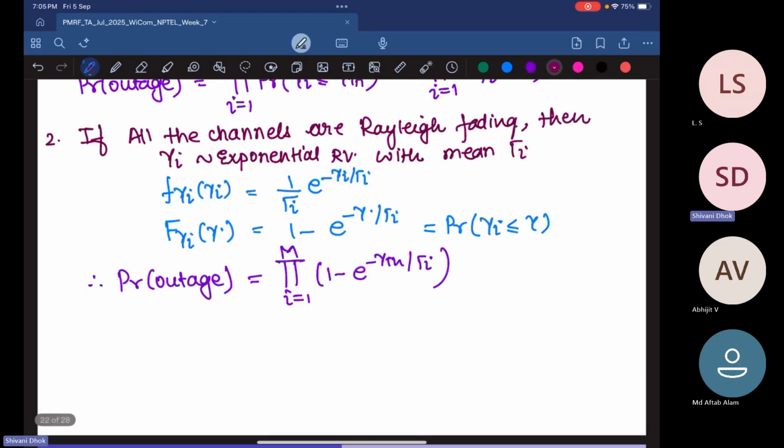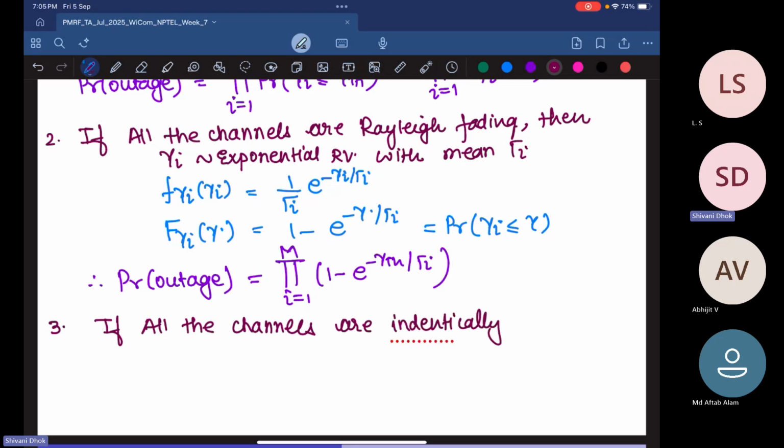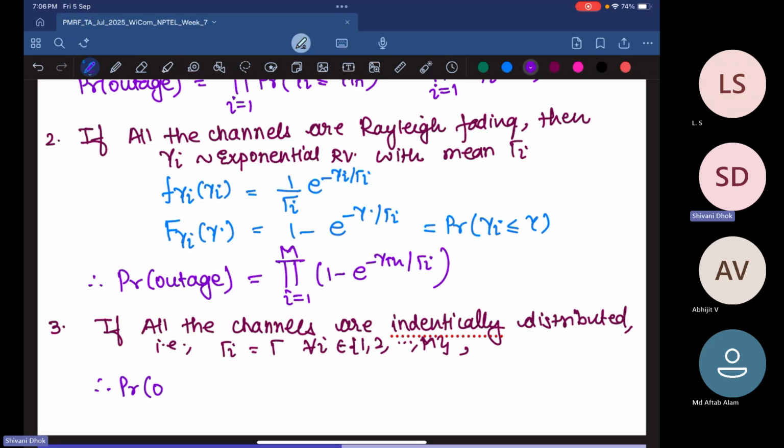Now the third one is if all the antennas, let's say channels, are identically distributed, that is, your gamma i is equal to gamma for all i in the range of 1, 2 and so on till capital M. Then your probability of outage is equal to the product over i equal to 1 to M of 1 minus e power minus gamma th by gamma, which is basically equal to 1 minus e power minus gamma th by gamma, whole to the power M.